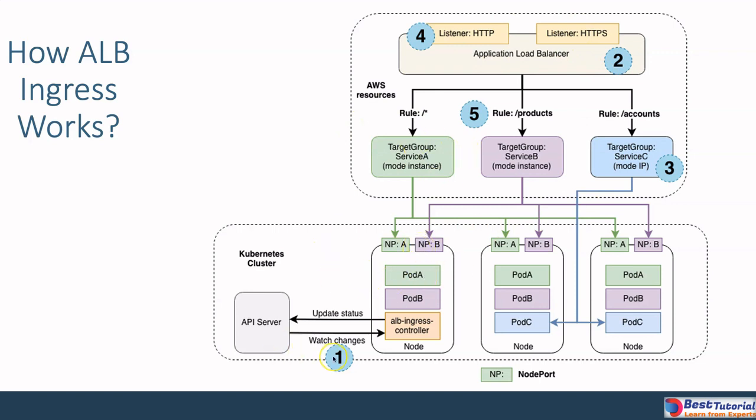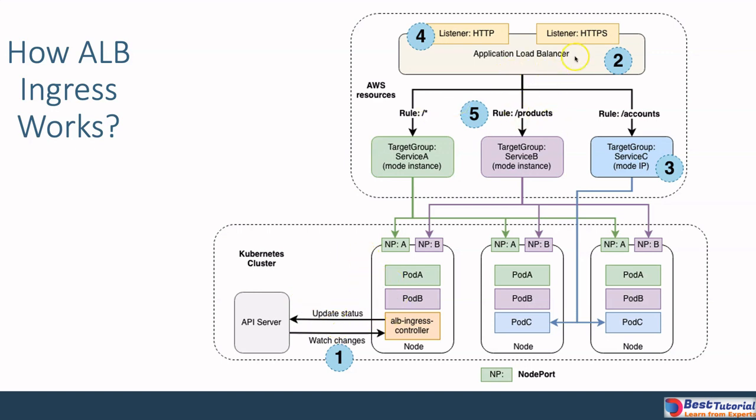In step 1, the controller, which is nothing but the Kubernetes controller, watches for Ingress events from the API server, and when it finds Ingress resources that satisfy the requirements, it begins the creation of these AWS resources. So what are those AWS resources? You can see number 2, which is the application load balancer. The application load balancer is created in AWS for the new Ingress resource provisioned in the Kubernetes cluster.